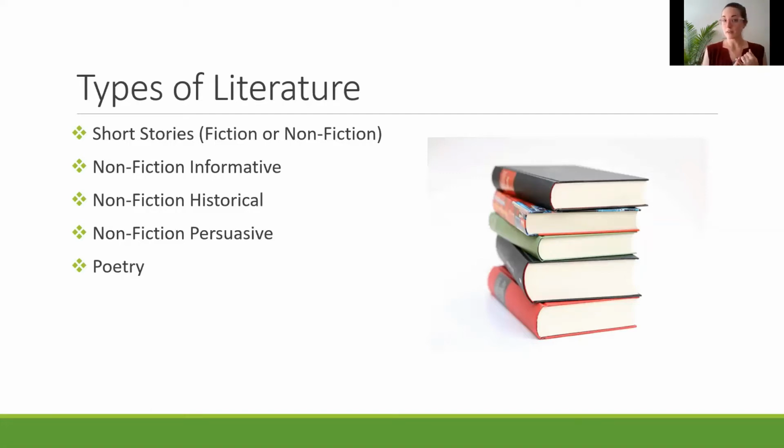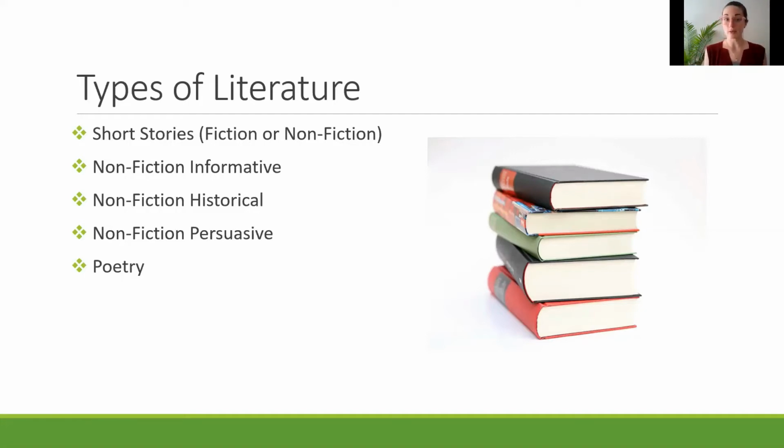Nonfiction informative would be facts about a specific thing, it could be a building, it could be an animal, it could be a person. Its job is just to inform you about that topic. Nonfiction historical is about a specific historical event. So it's not fiction. It's not making up a story that's based in history. It is a completely true story about some historical event or time period.